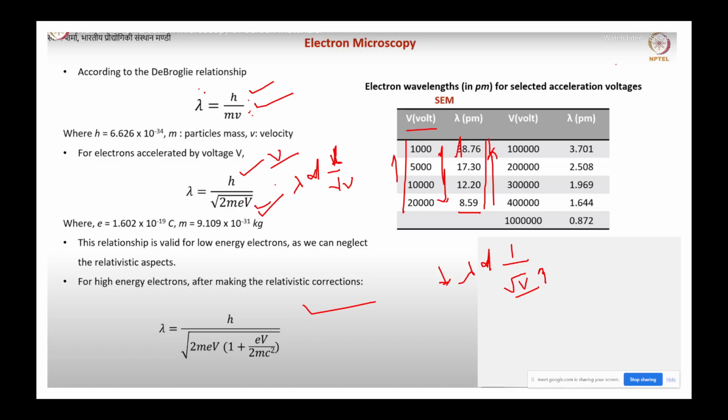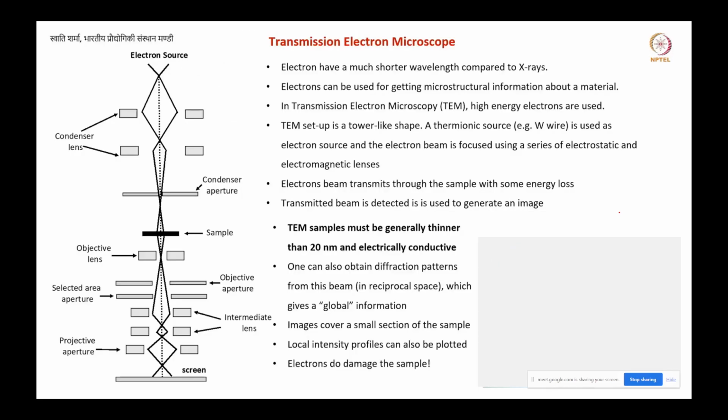So again, in the case of this V, where you are using 100,000 to 1 million, it is also going to decrease your lambda value.